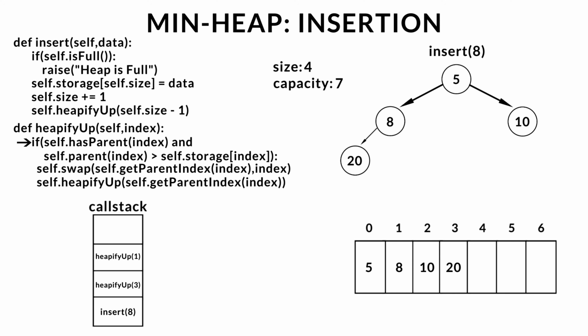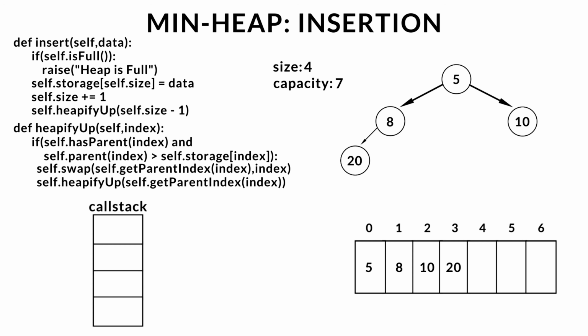Once again, we check to see if the node we're currently at has a parent. It's true. Is the parent greater than the node we're currently at? It's not. So this if statement doesn't get executed, and we're done with this HeapifyUp method. So we pop this off the stack. We get returned to the previous HeapifyUp method, which is now also done executing, so we pop this off the stack as well. We then get returned to the insert method, which is now also done executing, so we pop this off the stack as well.